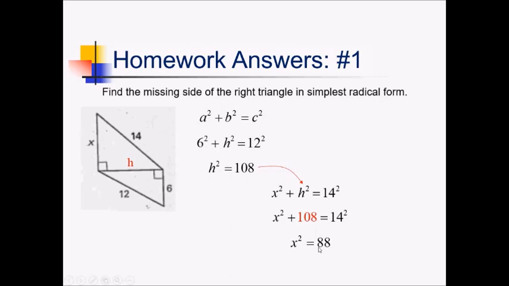Well, I don't know what the biggest perfect square that goes into 88 is, but I know 4 goes into 88. So let me split this up into radical 4 times radical 22. So that's 2 radical 22. And 22 actually doesn't have any perfect squares that go into it. So this is as good as it gets.